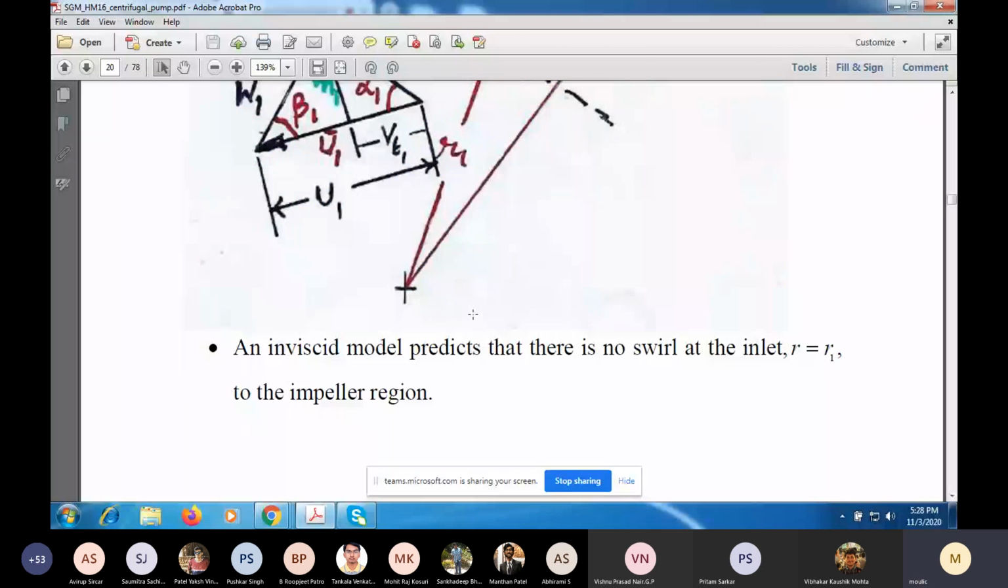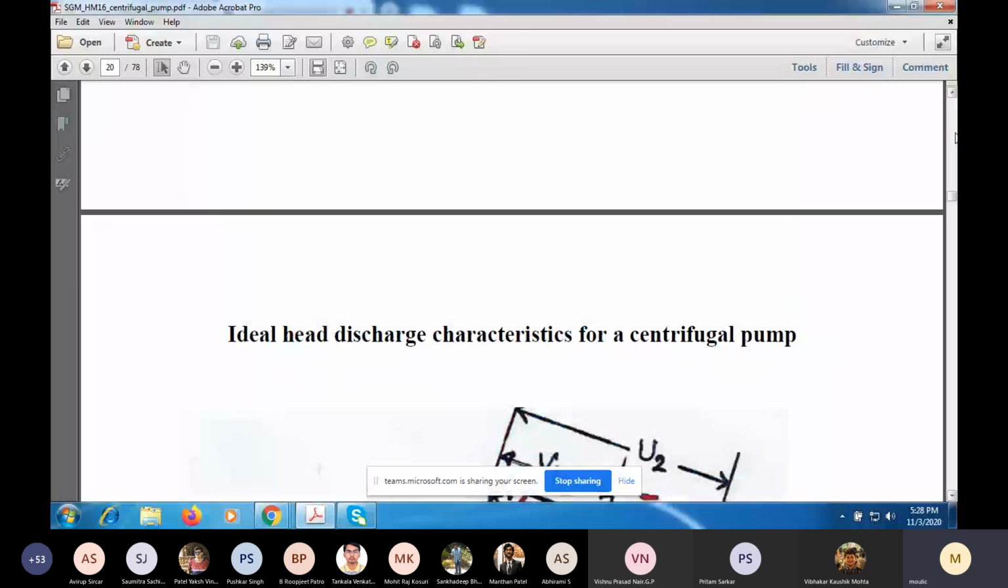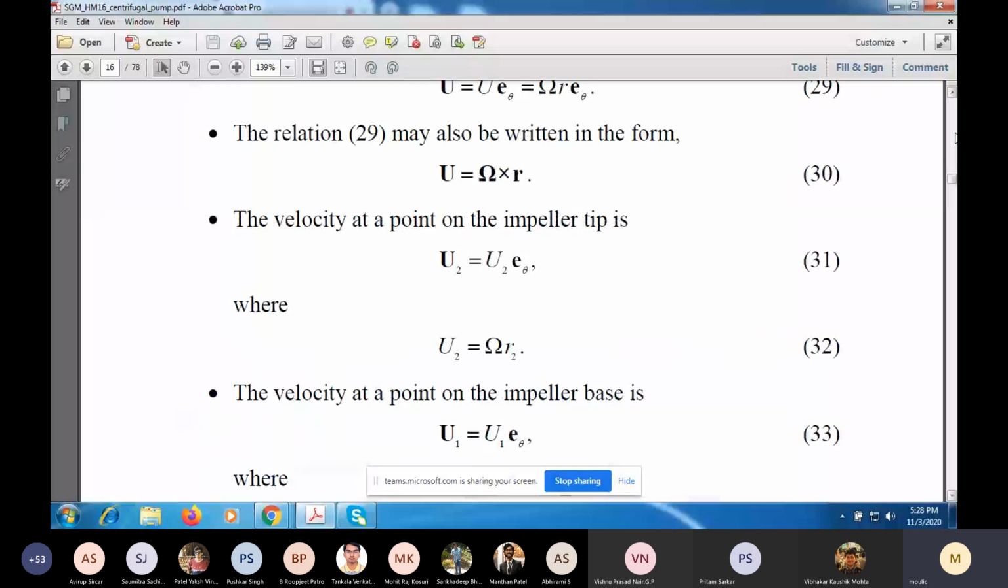Now, we are going to use, for simplicity, an inviscid model. So when the fluid is inviscid, there is no swirl at the inlet, R equal to R1. Now this is a point which is not explained in the books, so I'll spend a little bit of time explaining it to you.